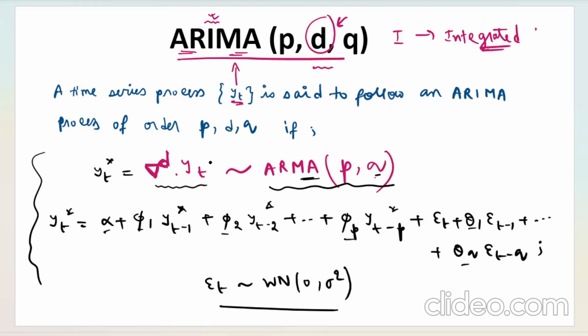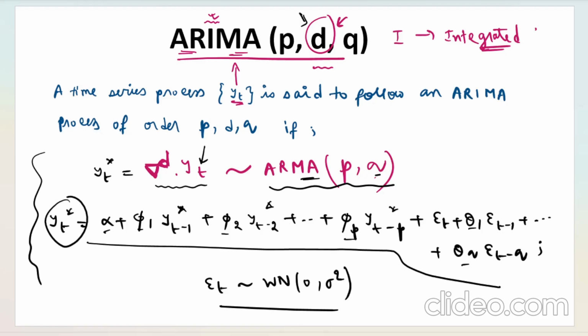ARIMA is what? In the original process yt you apply the difference operator d times, that is why this parameter d comes into the picture. And if you see that this modified process follows ARMA p, q, that is, it is in this particular format, so here you have these AR p terms and then you have MA terms, so ARMA p, q basically. If you can express this new distribution in the ARMA p, q form, then you will say the original yt will follow ARIMA p, d, q. I hope this is absolutely clear to you.